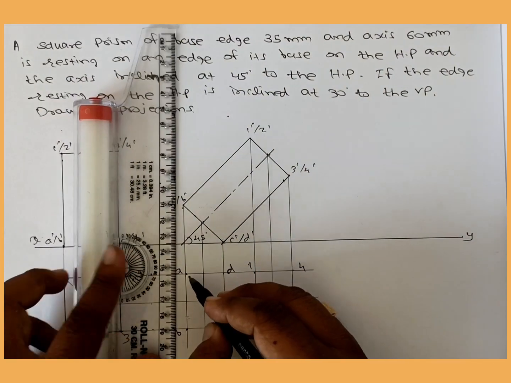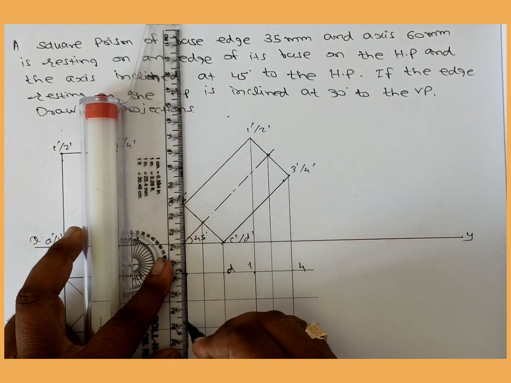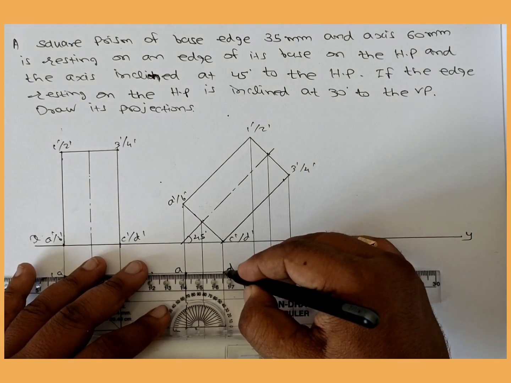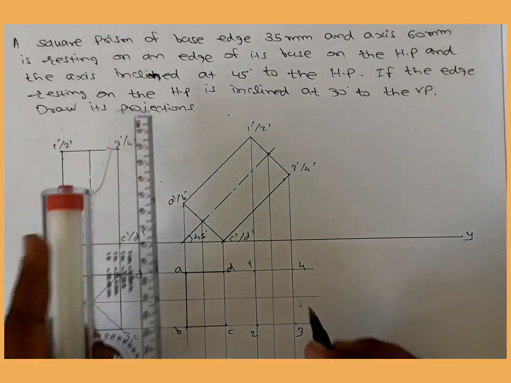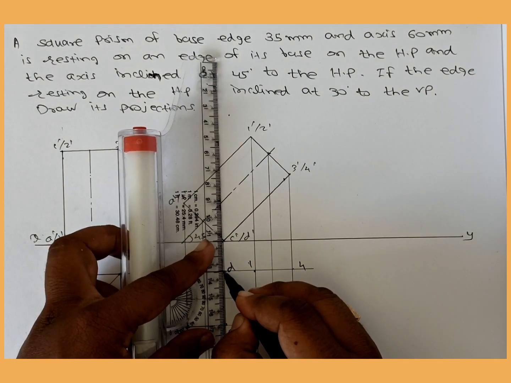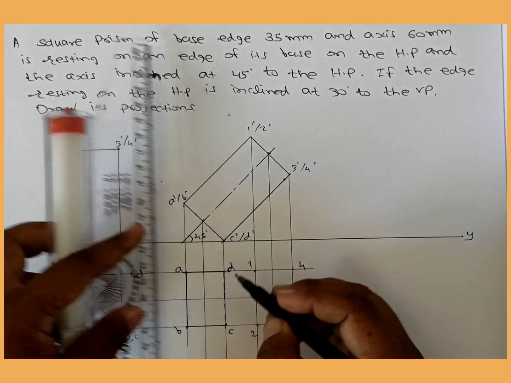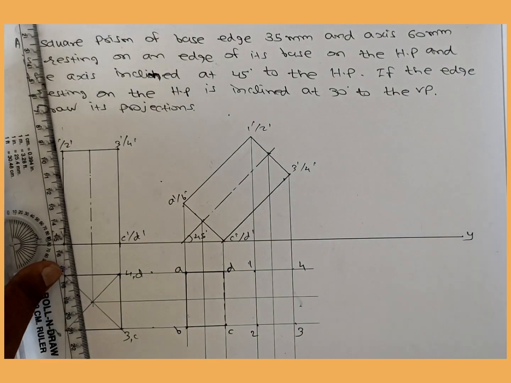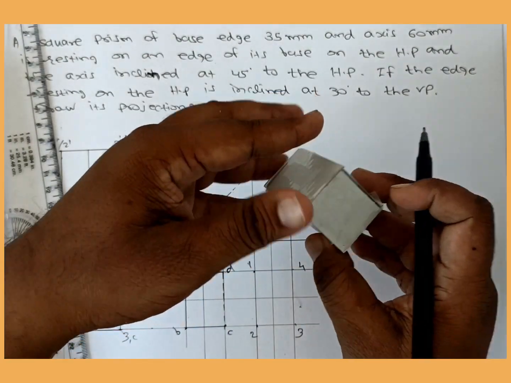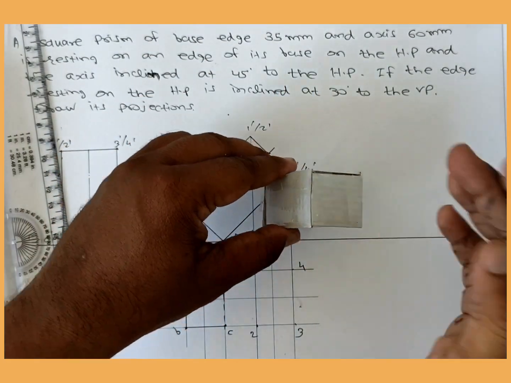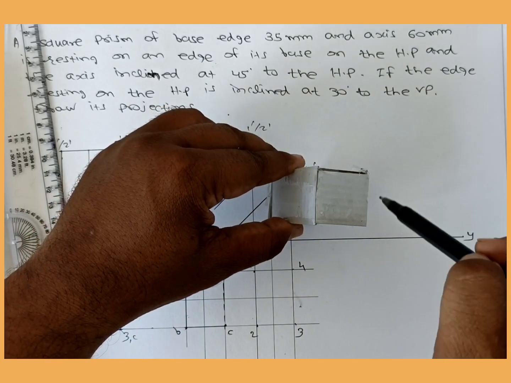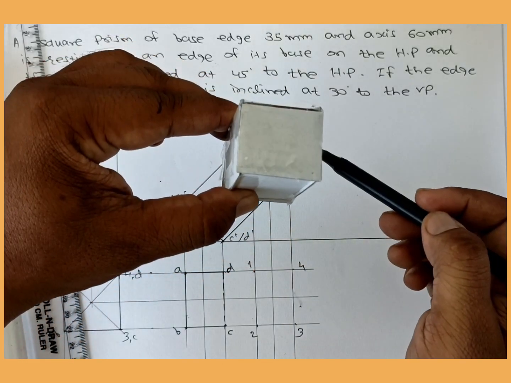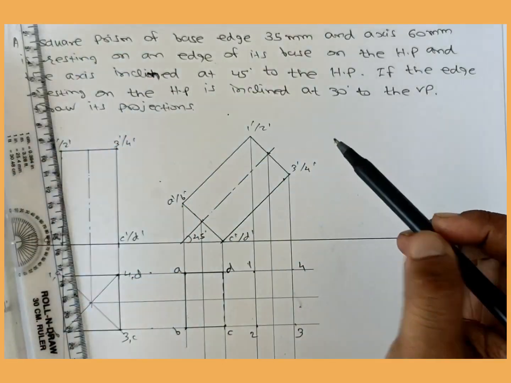Now we have to join AB, B to C, A to D. Now students, C to D we have to join as a dotted line. Why do we join it as a dotted line? Because from the top view you can't see the CD edge. This is the CD edge. From the top view you can see 1 2 3 4 and AB, and you can't see the CD edge, this C and D.